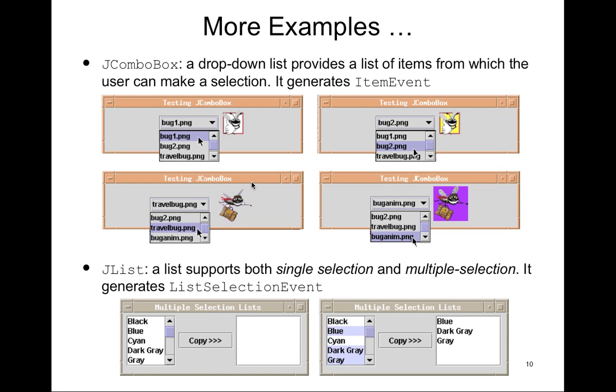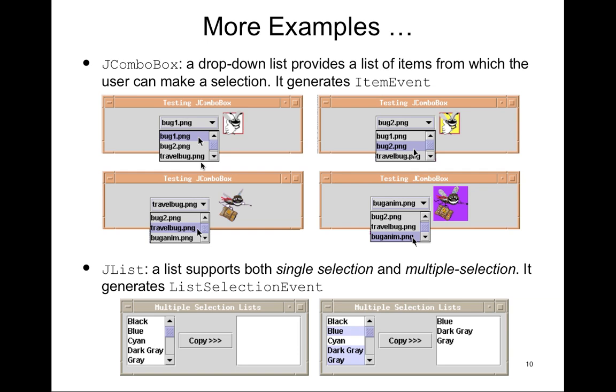So this is an example of the JComboBox. Here's an example of the JList. It's a multiple selection list or a single selection list. These are common characteristics of most GUI programs. So the item event happens on radio buttons, checkbox buttons, combo boxes, and stuff like that.